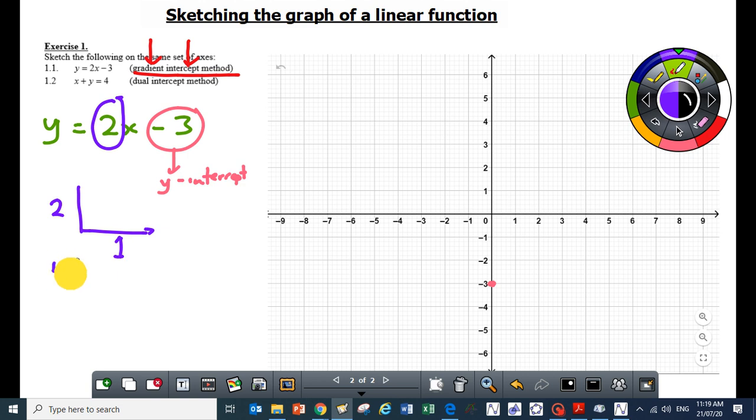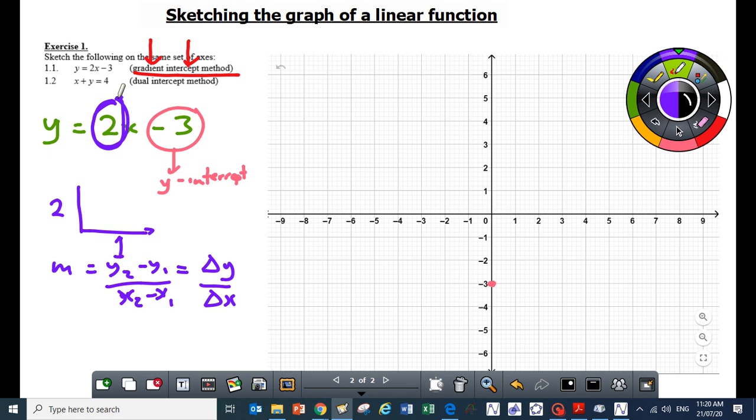Remember, the gradient is equal to y2 minus y1 over x2 minus x1. And this you can write as a change in y over a change in x. So this 2 here means that if you jump 2 meters up, you are going to jump 1 meter horizontally, which means 2 divided by 1 will give you a 2.